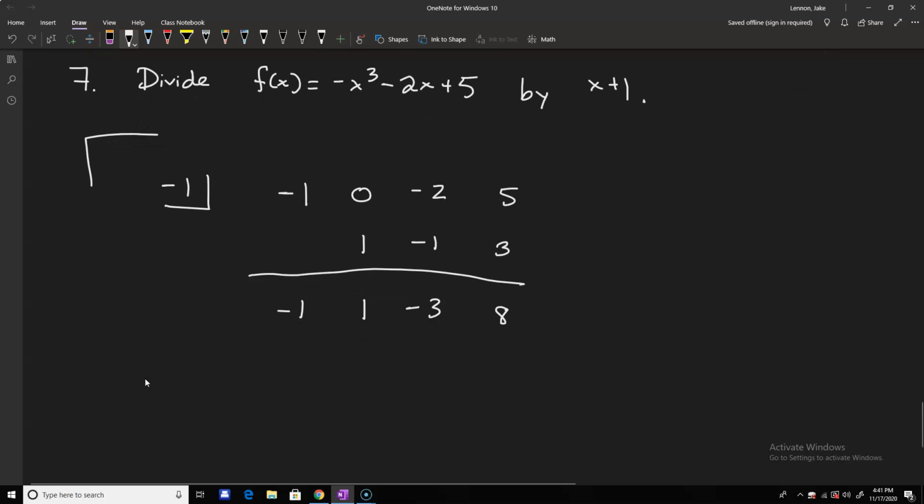So essentially this is telling us that minus x cubed minus 2x plus 5 divided by x plus 1 gives a result of minus x squared plus x minus 3 with your remainder of 8 over that divisor of x plus 1.